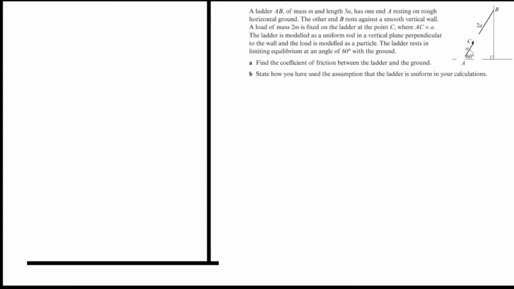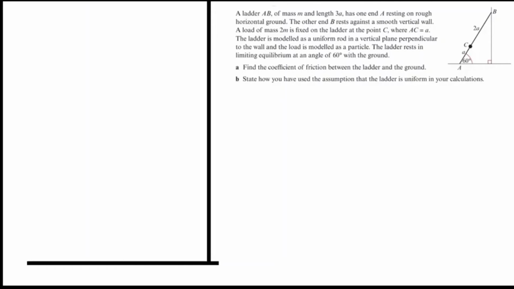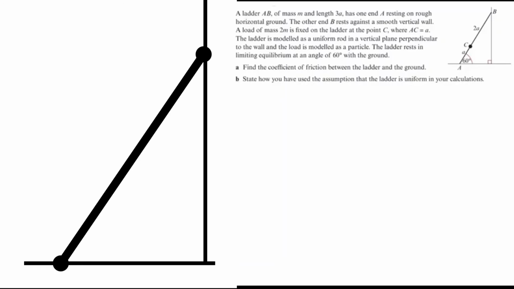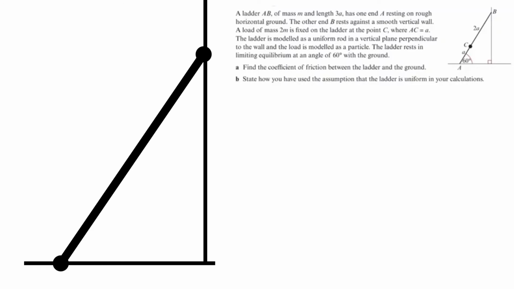So, this time around, we're told that a ladder AB of mass M and length 3a has one end A resting on rough horizontal ground, the other end B rests against a smooth vertical wall. So straight away you can see here that the mass is unknown and the length is also unknown. So we're going to have quite a few unknowns that we're working with. We're going to need to really trust our algebra skills and be very careful as we rearrange and simplify expressions in front of us. Starting on the diagram, here's the ladder.